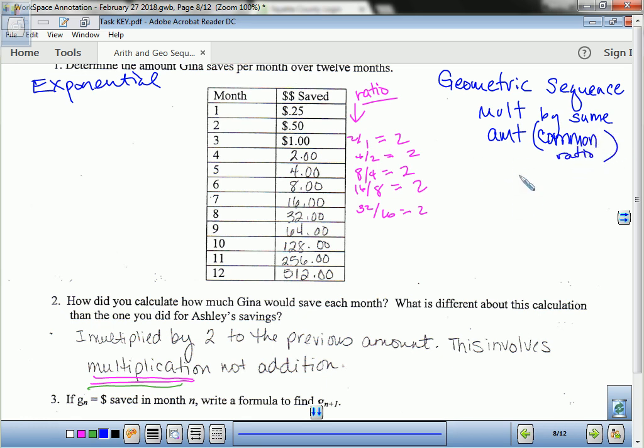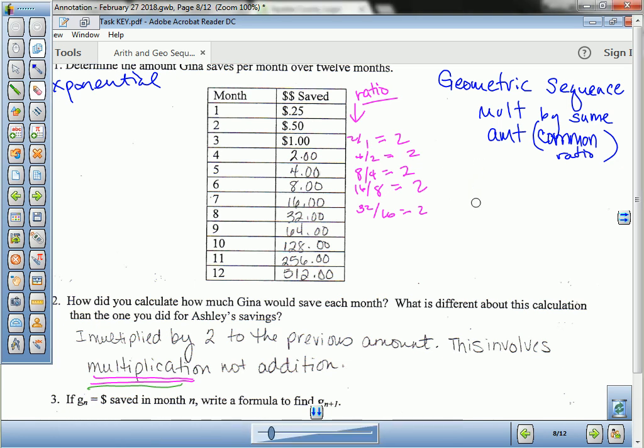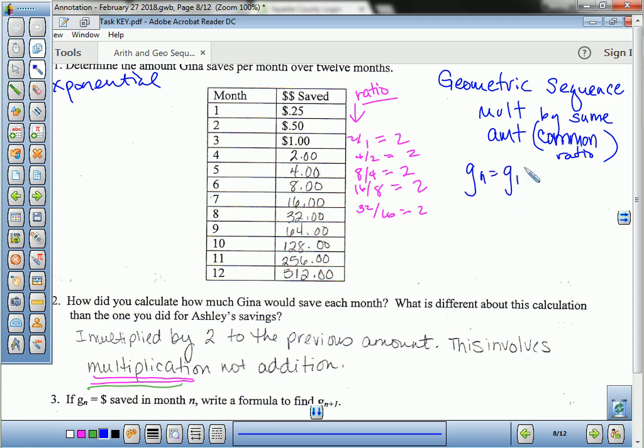Alright, so what does this formula look like? This is what you were supposed to come up with. Oh, not a capital G, lowercase g. Those have different meanings. G sub n is equal to G sub 1 times R, your common ratio, to the n minus 1. So if we're multiplying by the same thing every time, this is our formula. G sub 1 represents the first term, R represents the common ratio, n represents the number of terms. This is our explicit formula. This is, once again, the most helpful formula.